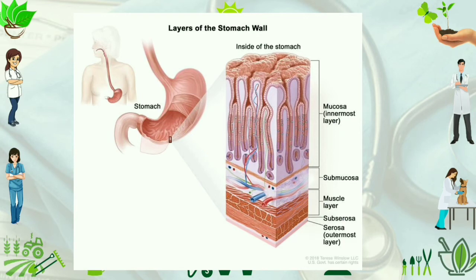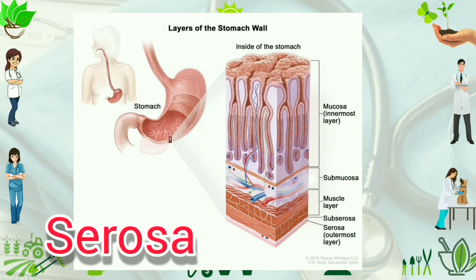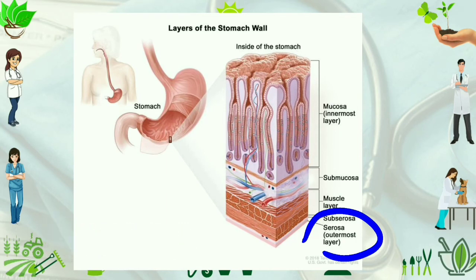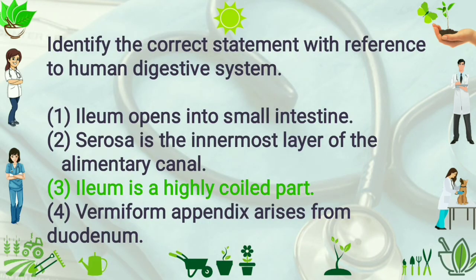This is the diagram showing the layers of stomach wall. Here we can see the serosa. It is the outermost layer of the alimentary canal. So here we can see only the third option is the correct statement. All other statements are wrong.